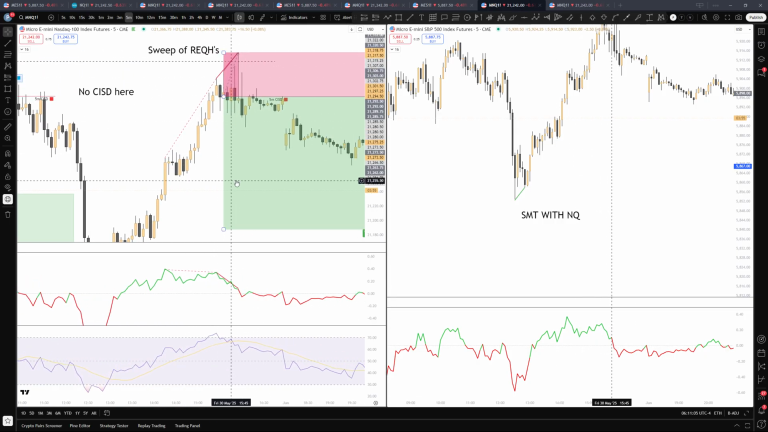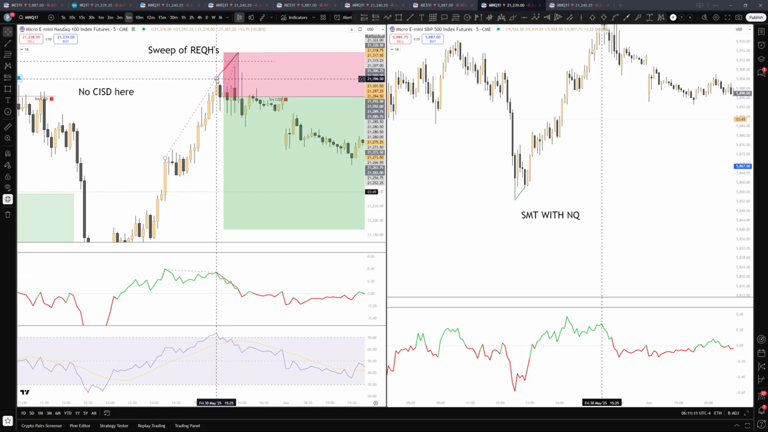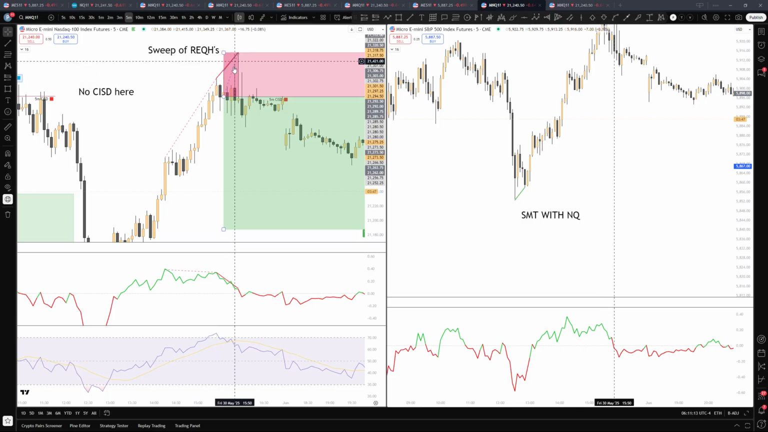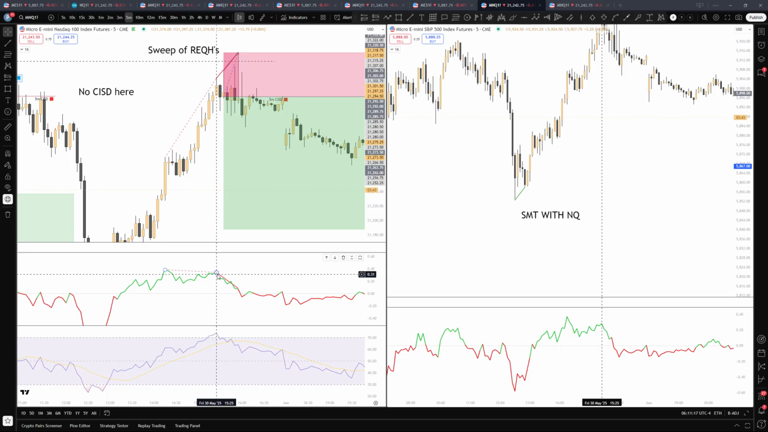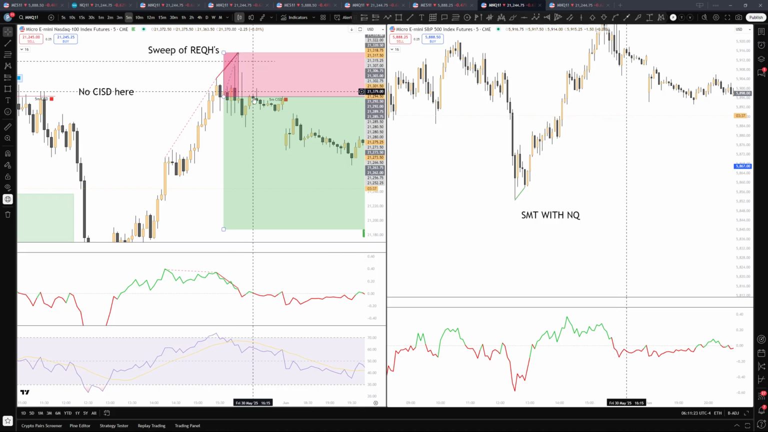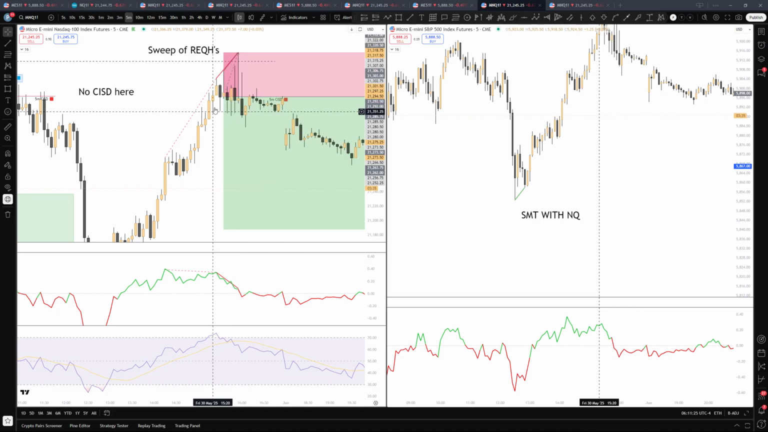Okay, so we wait, and then what do we get? Look, we get another divergence, this solid red line this time. We get a higher high in price and a lower high on the indicator, and it starts to fall off in momentum. We get lower highs. Okay, so once we see this plus the sweep plus the change in the state of delivery, that's when we want to enter.